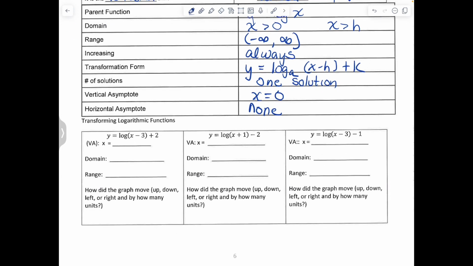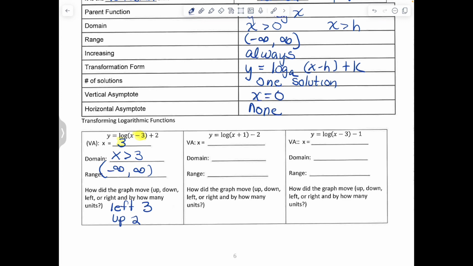So we're going to look at a couple of problems. In this problem, the vertical asymptote is simply going to be h. So that would be x equals 3. The domain would be x is greater than 3. And the range is always going to be negative infinity to infinity on a log. What is our transformation? Remember the parentheses lied to us, so it's going to be left 3 and up 2.